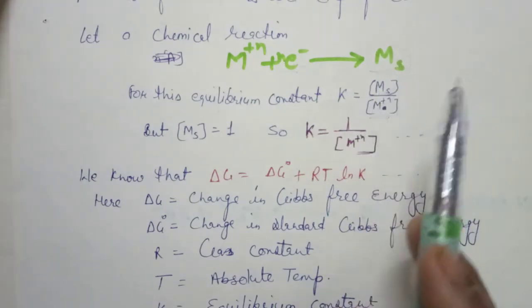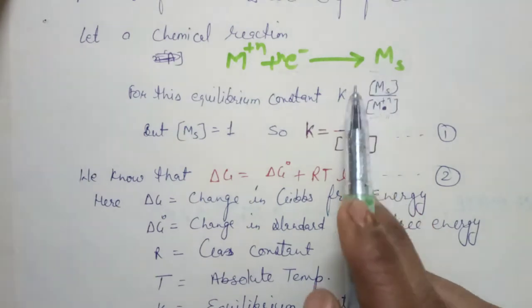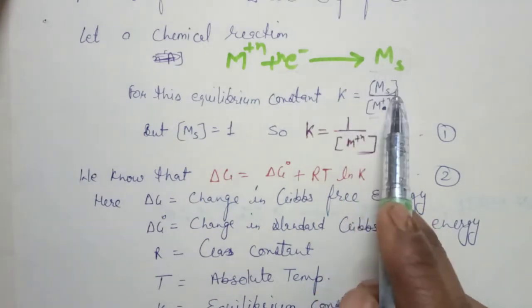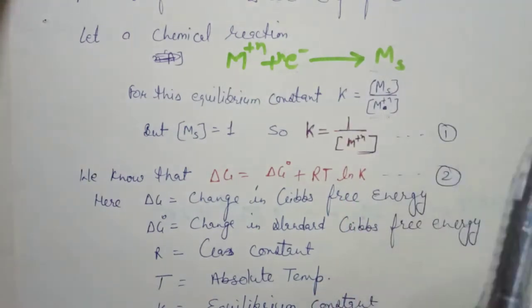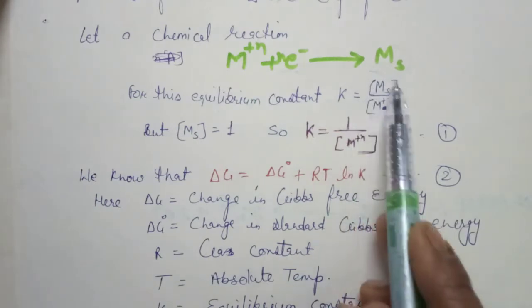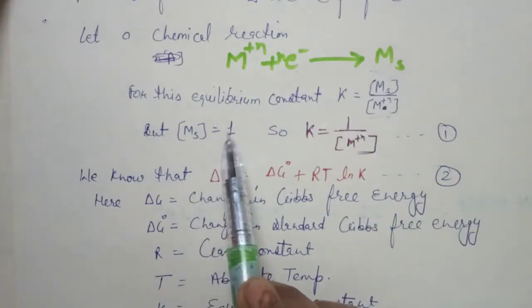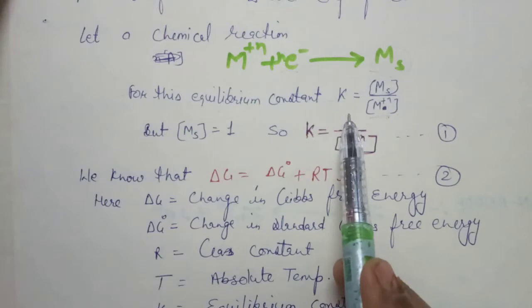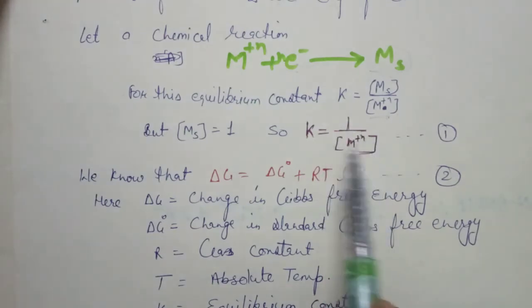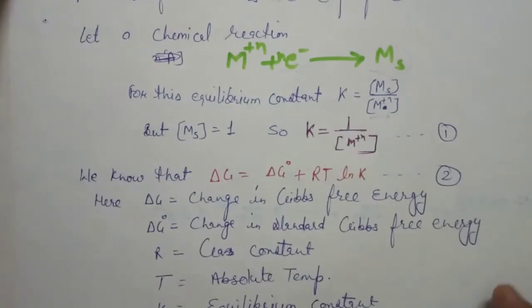But always remember, the concentration of any solid is always taken as 1. So the concentration of M(s) will be 1. Hence K will be equal to 1 upon the concentration of M^n+. This is equation number 1.